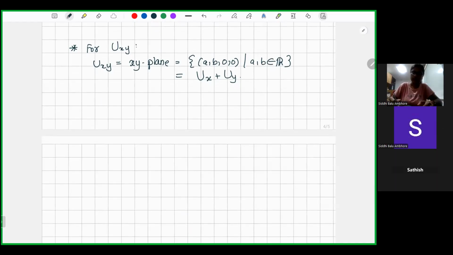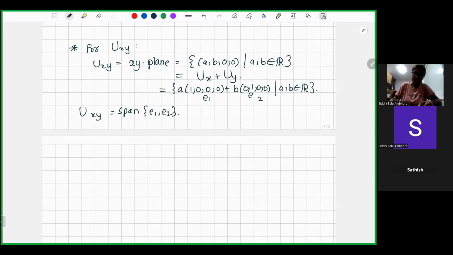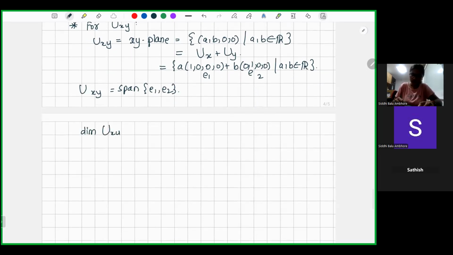So this is generated by, if you want to write this, it is generated by a1. Okay, so let me write this completely, such that a, b in R. And that's it. And then the dimension, so Uxy is the span of, so this was my E1 and E2 if you remember. So it is the span of E1 and E2. So the dimension of this Uxy is 2. This is what we have.